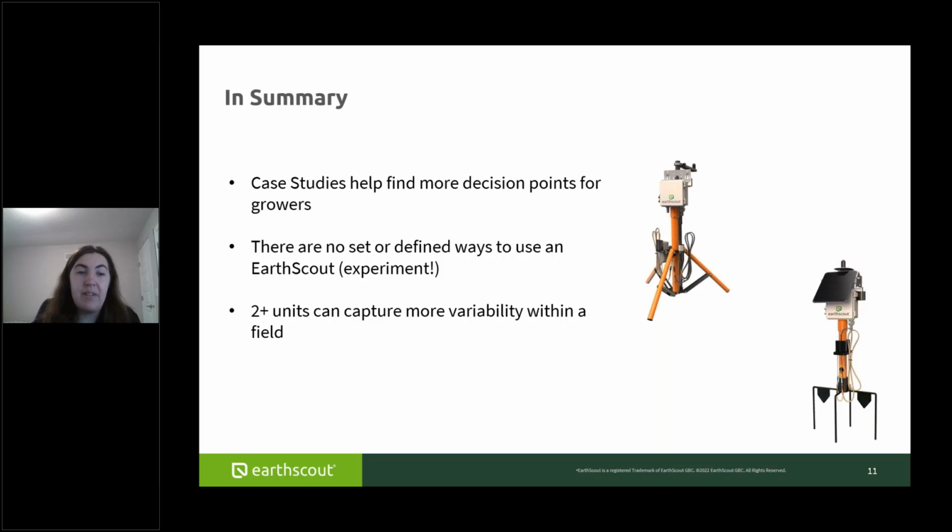And two or more units in a field can really help to capture more variability within a field. So we always recommend, two units is better than one, but even one is better than none at all.